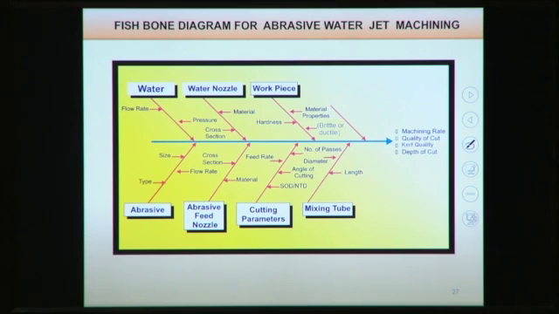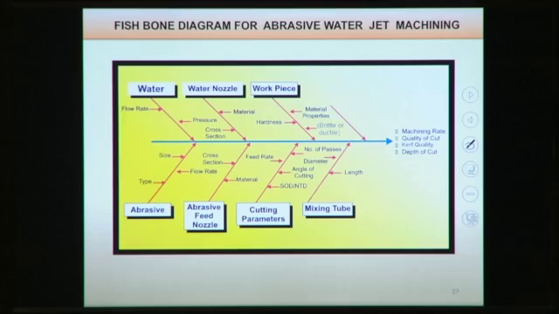So these are the different parameters which are used. Like for water, the flow rate of this water jet is an important parameter. Then the pressure of this water is an important parameter. Then the nozzle: nozzle material is important because the nozzle life depends on this material.